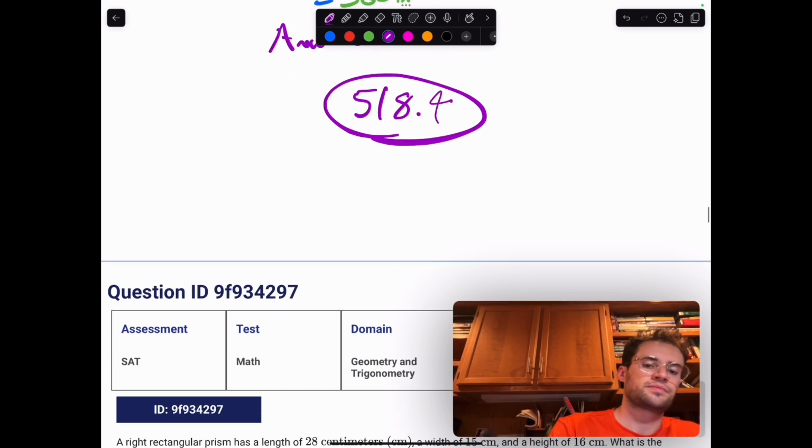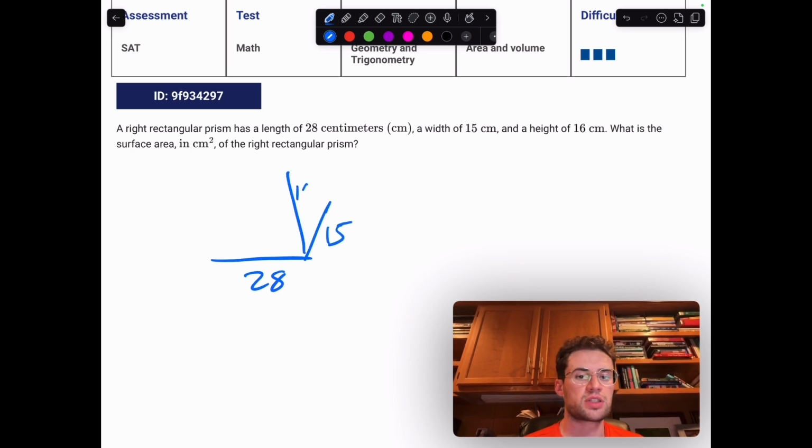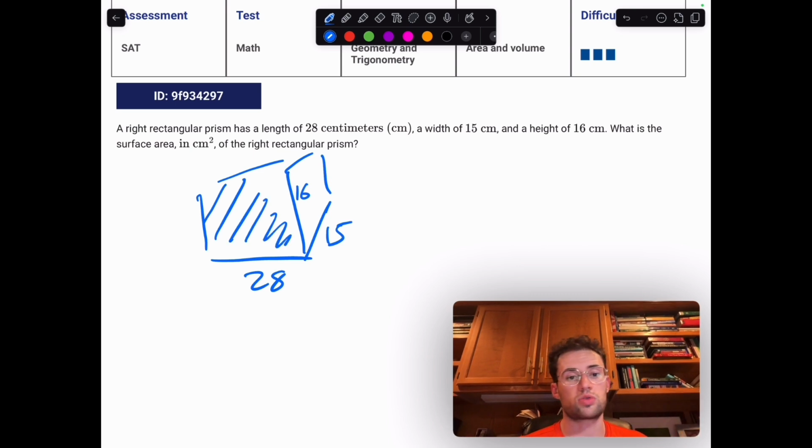So that'd be it. A right rectangular prism has a length of 28 centimeters, a width of 15 centimeters, and a height of 16 centimeters. All right, so it's 28 by 15 by a height of 16, like that. What is the surface area in centimeters squared of the right rectangular prism? So for a rectangular prism, there are six faces, right? Like six either rectangles or squares. In this case, they're all rectangles. And to find the surface area, you're just adding up all six of those.